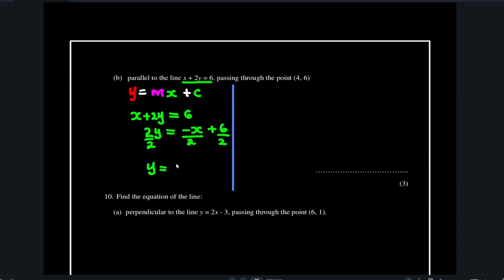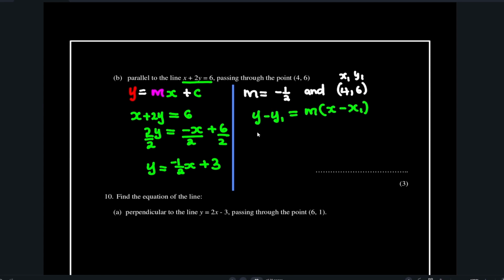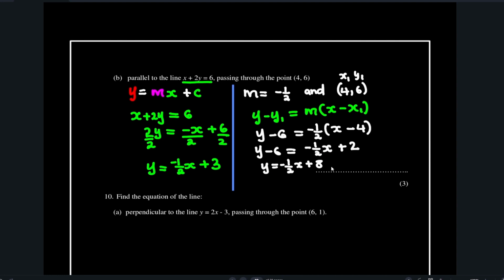So if we divide by 2 all through, we get negative a half x plus 3. Now this is the standard form of the equation that is given. Then from this form, we can identify the gradient as negative a half and use the coordinate (4, 6), which is our x1, y1, in the equation of a straight line. This is going to be y minus 6 equals negative a half into x minus 4, so that we can open the brackets and put the like terms together.